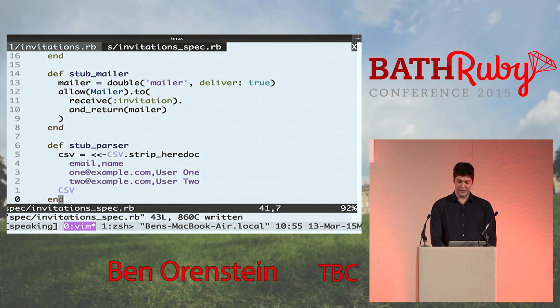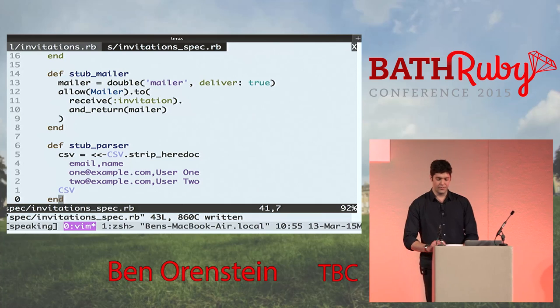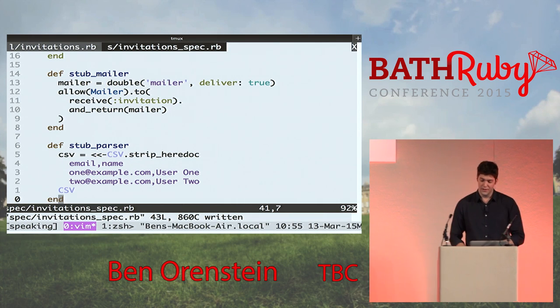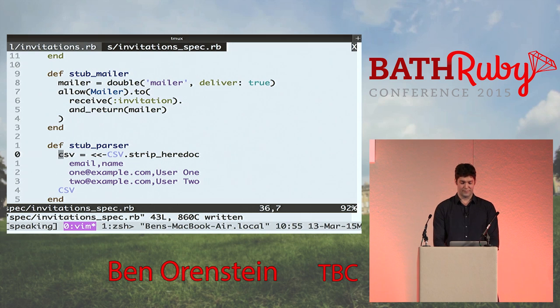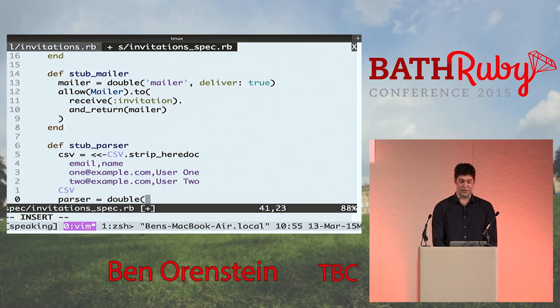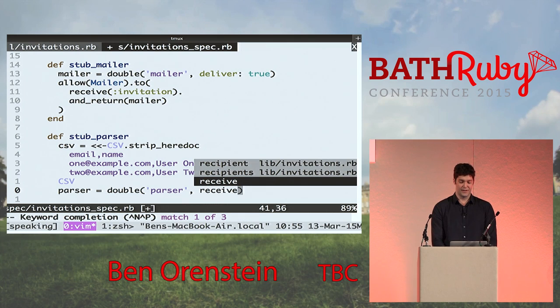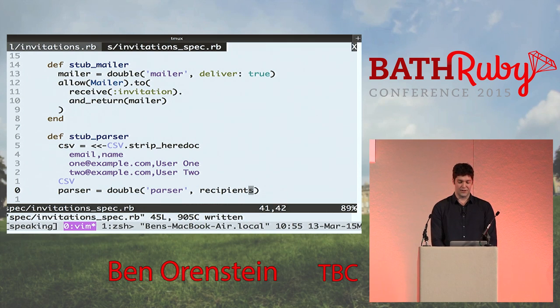And what do we need to do? We want to isolate invitations from the parser. So we need to create a parser double. So here's our CSV. We have a parser. This is going to be a fake parser that's going to stand in for our real parser. We are going to say, hey, parser, when someone asks you for your recipients, we're actually just going to give a canned response of recipients.